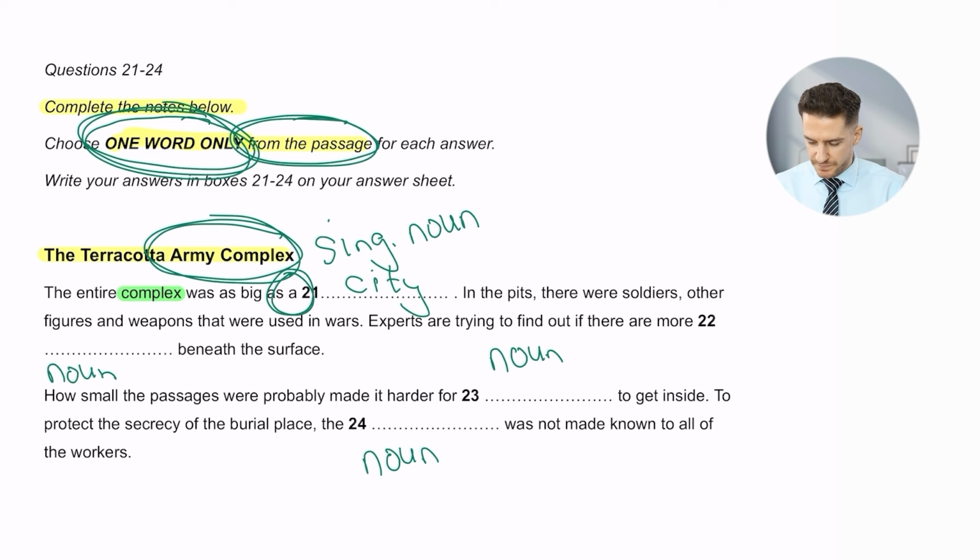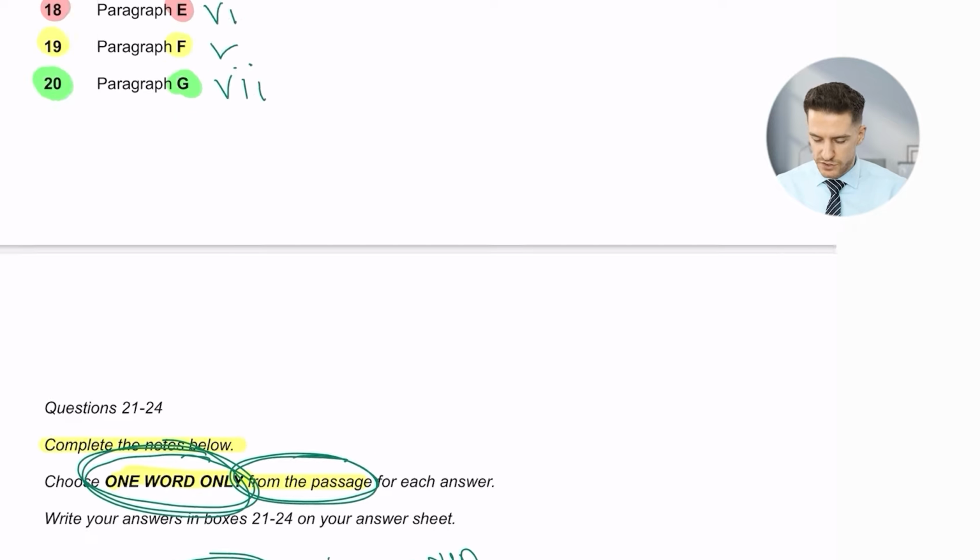Let's keep reading. Let's look at the next question. In the pits, okay, that's important. There were soldiers, other figures and weapons, okay? Experts are trying to find out if there are more something beneath the surface. Okay, so we're looking for, experts, they're looking for something. Is there something more beneath the surface?